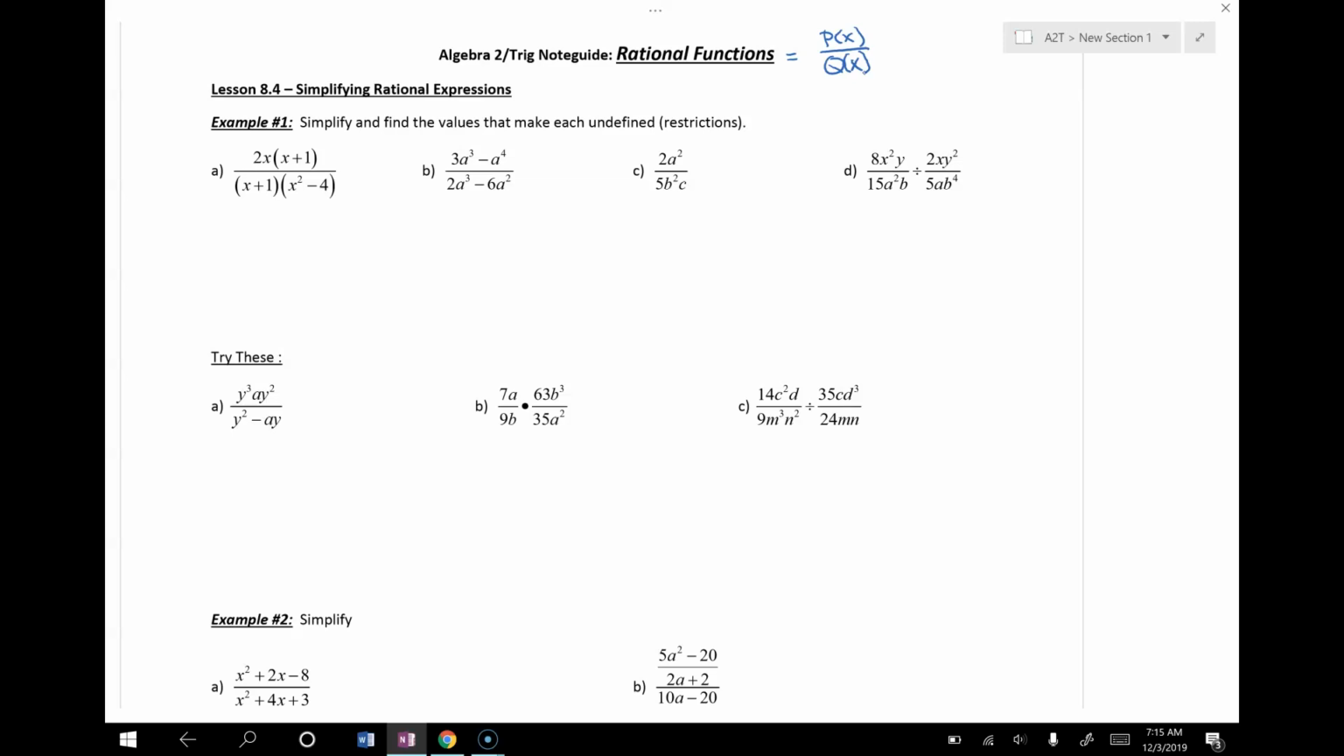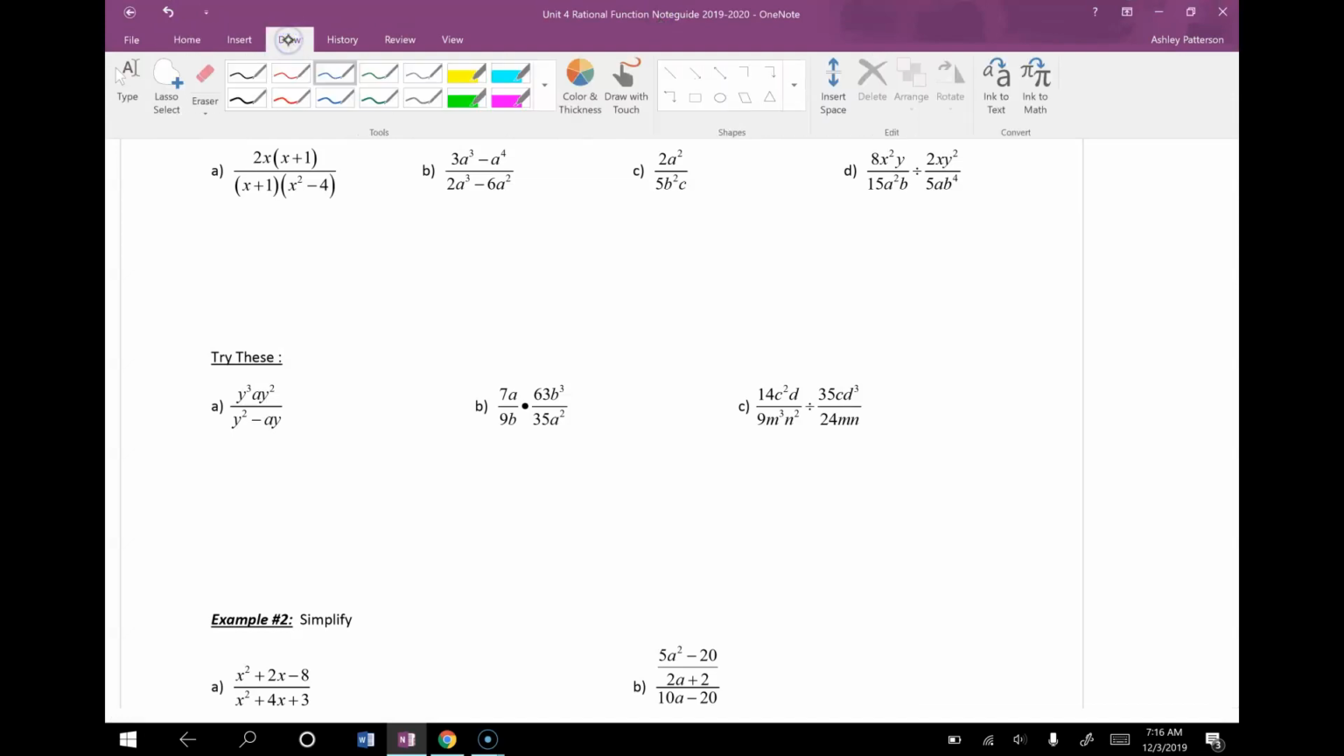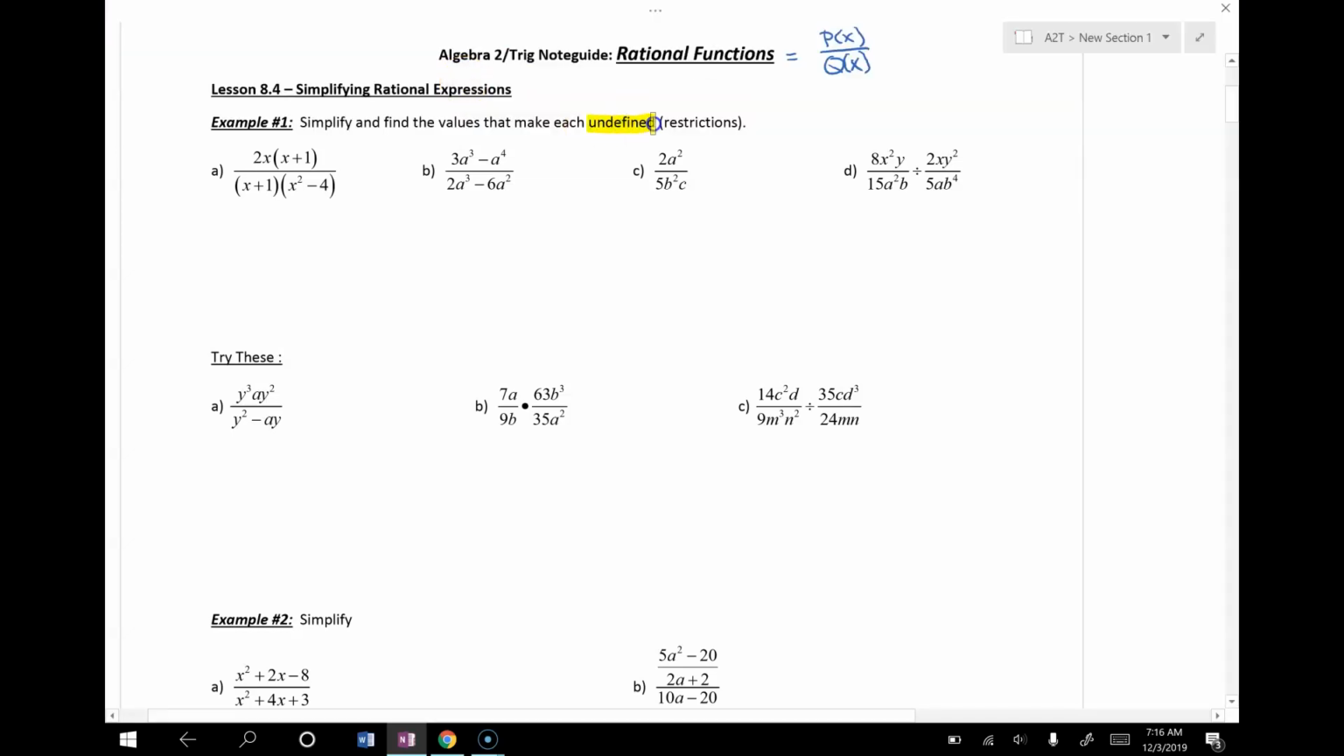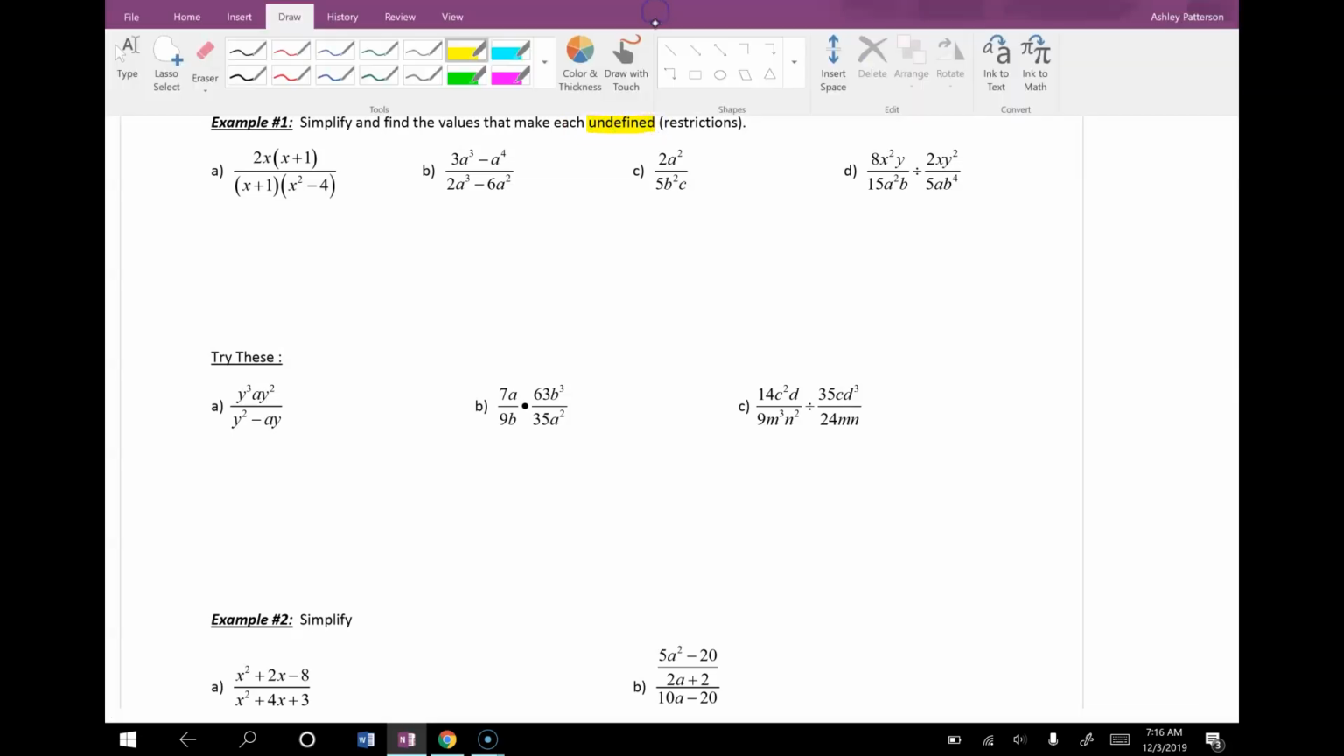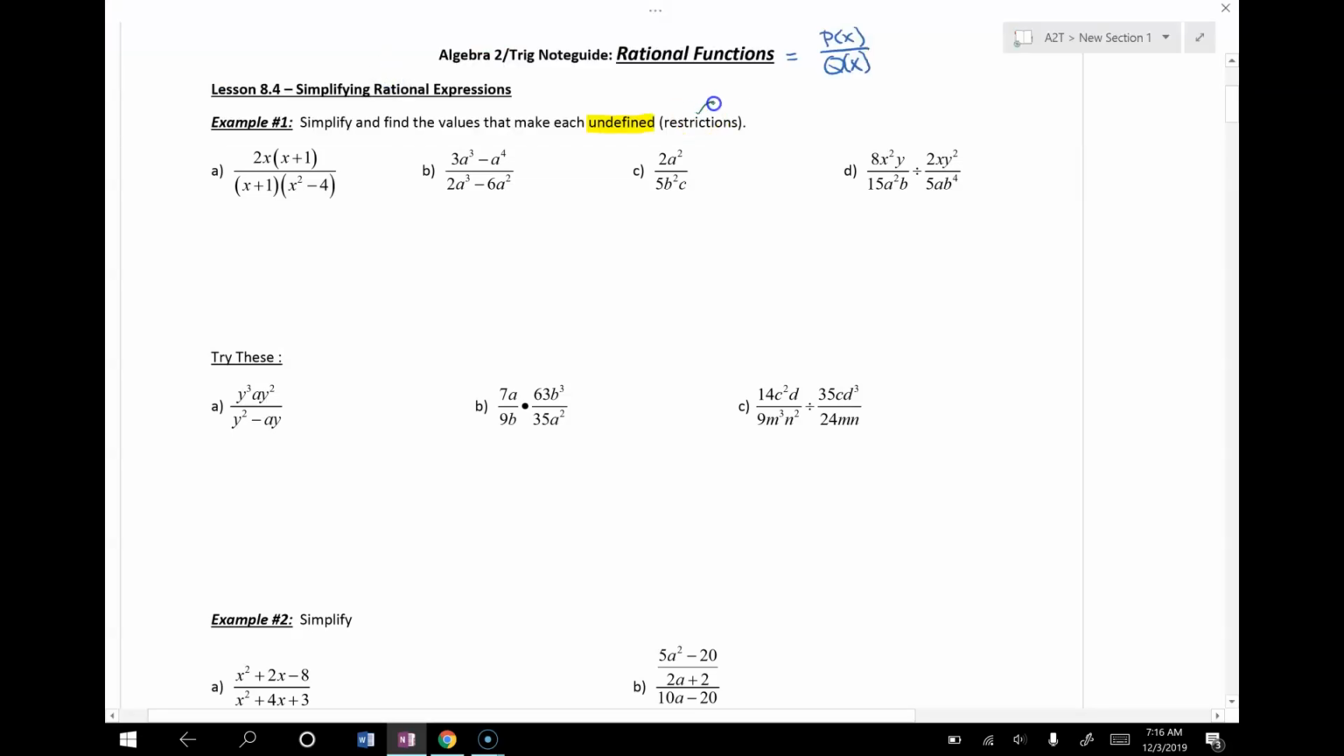And the one thing that we do need to watch out for is, what can't be in the denominator? Dun, dun, dun. You can't have a zero. So when it says find all the values that make each function or expression undefined, right here, this guy, they're called restrictions. Basically that is where the denominator is equal to 0. It's a restriction because that value that makes that denominator equal to 0 can't exist within your expression or within your function, depending on what you're looking at.